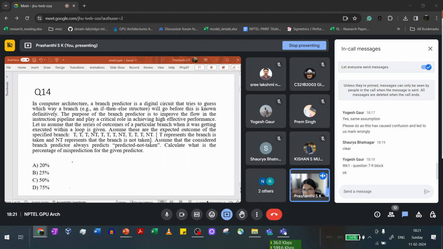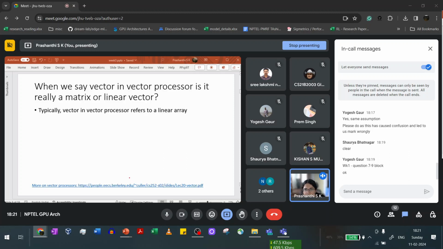Let's move ahead. Yeah, so this you guys said is clear. Another brief question that was asked is, when we talk about a vector in a vector processor, is it really a matrix or a linear vector? Typically, it refers to a linear array or a vector, right? Not a matrix. But again, depending on the architectures of some of these, it may be different. So I would say in the general case, it is a vector. And here is some additional material on vector processors for people who are curious. You can go look that up.